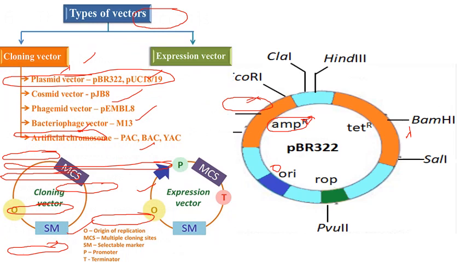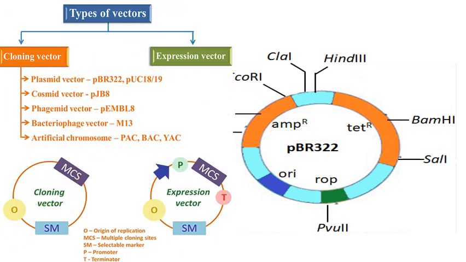The next, we have different types of vectors. The most common one is the plasmid vector, and among plasmids we have this one that is called pBR322. This is the most commonly used plasmid as a vector, and this pBR stands for: p stands for plasmid, B is for Bolivar and Rodriguez, and 322 is the serial number given to this plasmid.